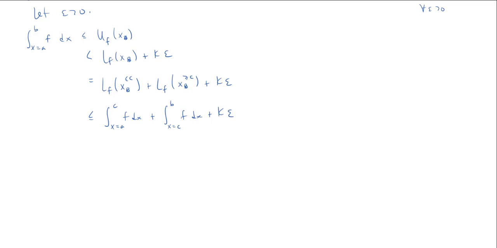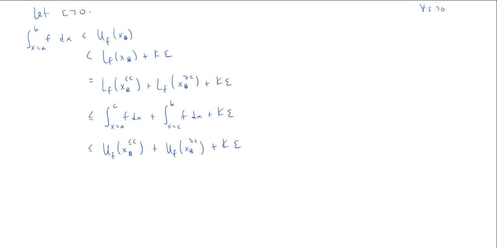So this integral is less than or equal to if I did an upper sum. If I do an upper sum over x less than or equal to c, again, it's an upper estimate for this integral. And the same thing if I do the upper sum for x greater than or equal to c. That'll be an upper estimate for this integral. And again, I still have this k epsilon.